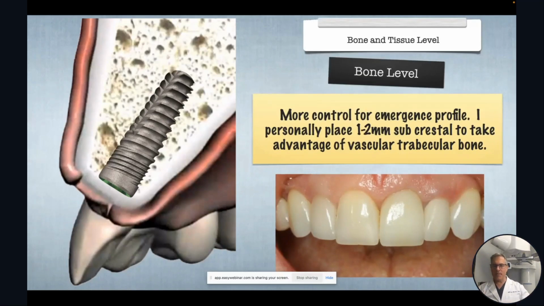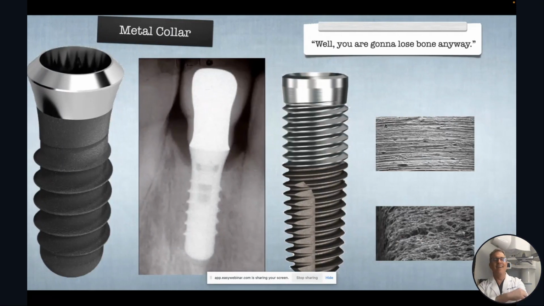I think most people use a bone level implant. I place my implants 1 to 2 millimeters subcrestal, and the image on the lower right shows a bone level implant on tooth number 9 with a Cirrus crown. So that seems to be the mostly accepted terminology, but there's other ones out there.